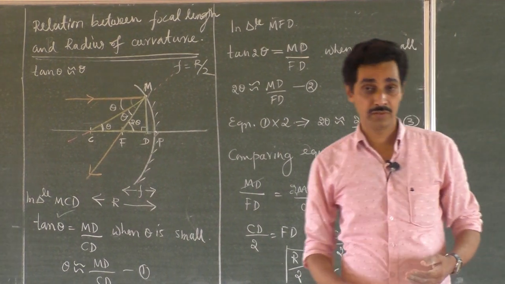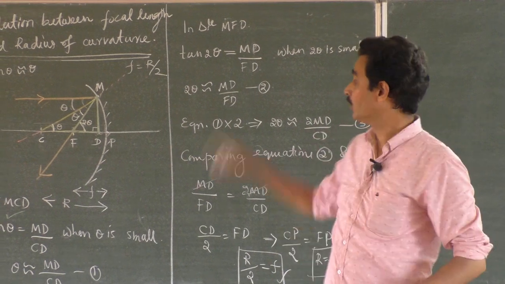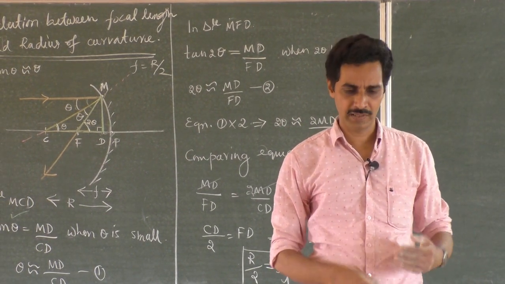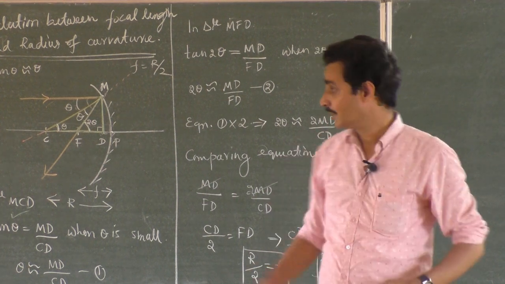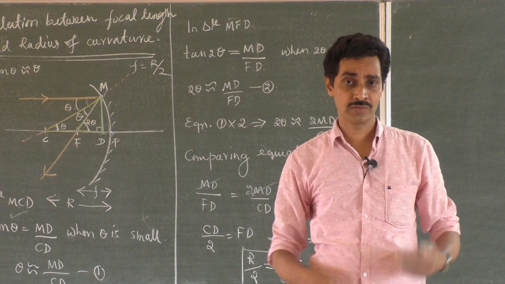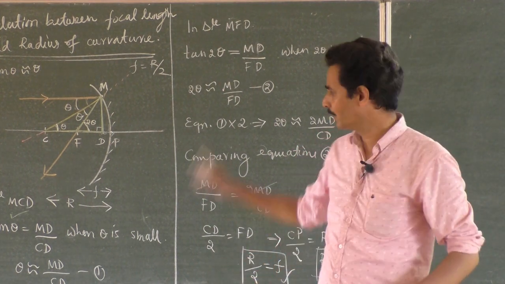But suppose you are asked to draw the diagram for a convex mirror and go for the derivation. Obtain the relation between focal length and radius of a convex mirror. So far it is not asked. They have not mentioned a particular ray diagram and they have not asked to derive it. They have asked you to derive F equal to R by 2, that's all. So you can prefer this.